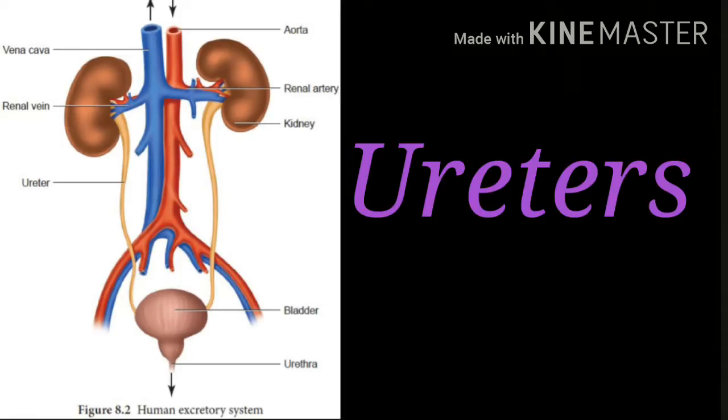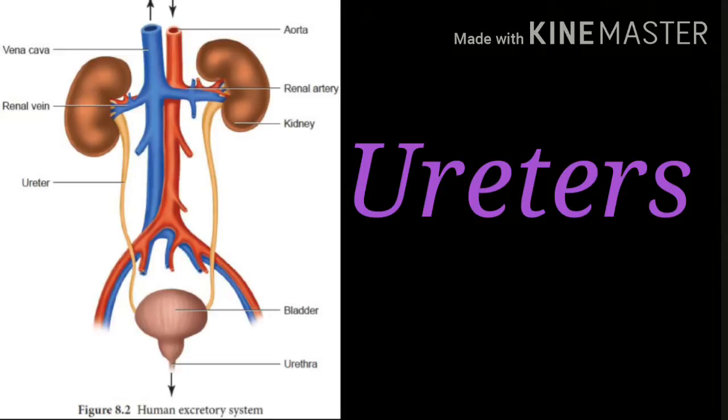Next one, ureters. Ureters are thin muscular tubes coming out from the hilum. From the pelvic region, the urine enters the ureter. Then it goes to the urinary bladder.